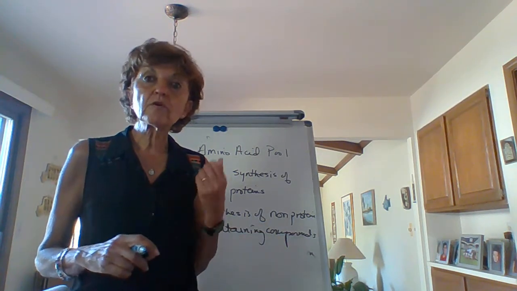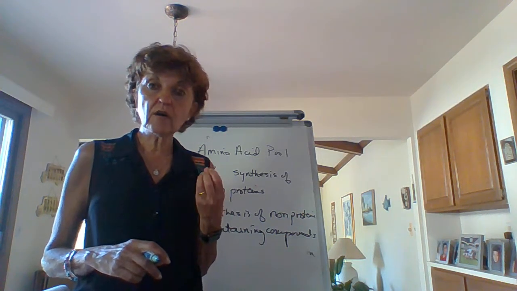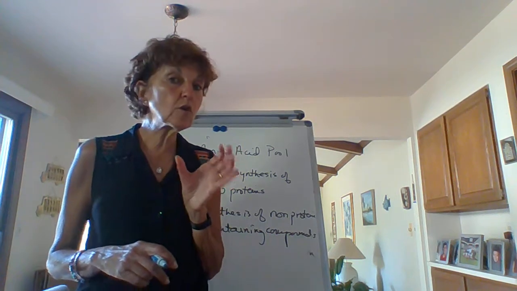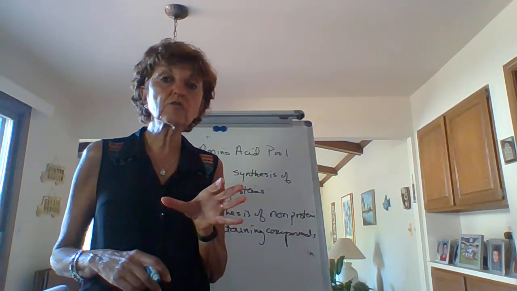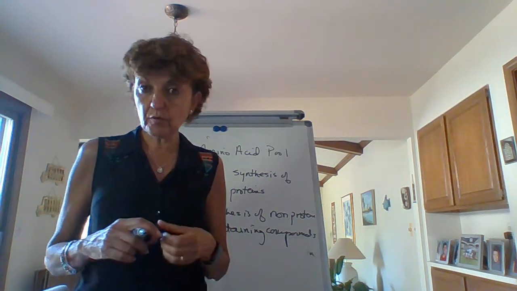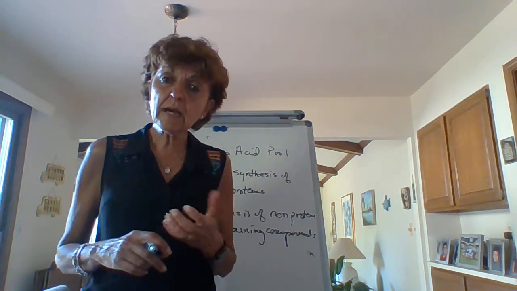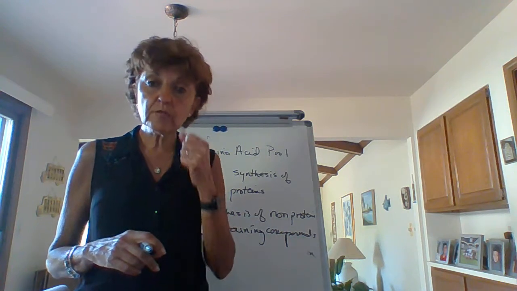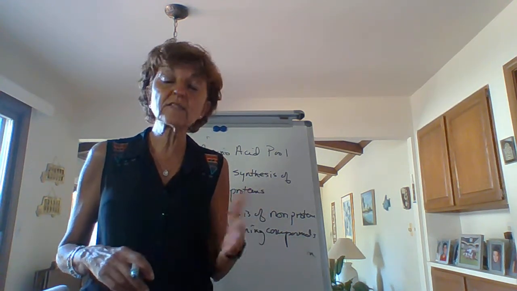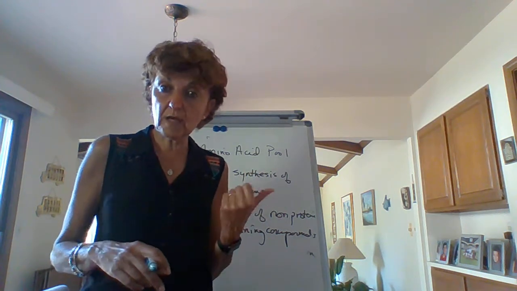Do you remember the structure of lecithin? Remember how we had that molecule choline as part of the structure of lecithin? Choline had a nitrogen in it. It wasn't a protein. So these are examples of non-protein nitrogen containing compounds. So part of the amino acids that you're consuming are used to make those.